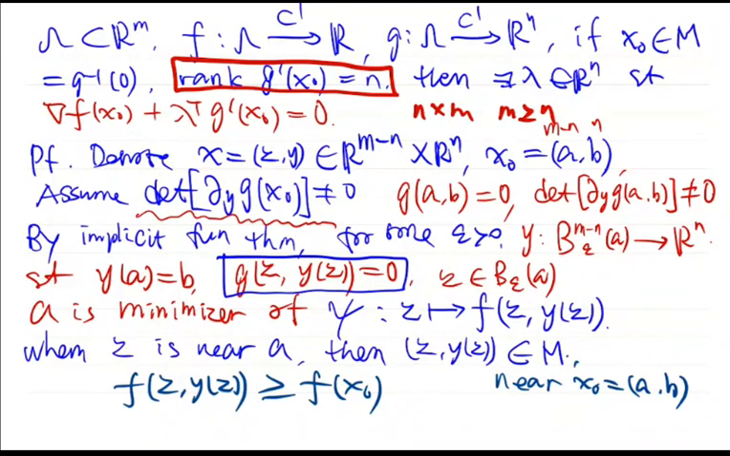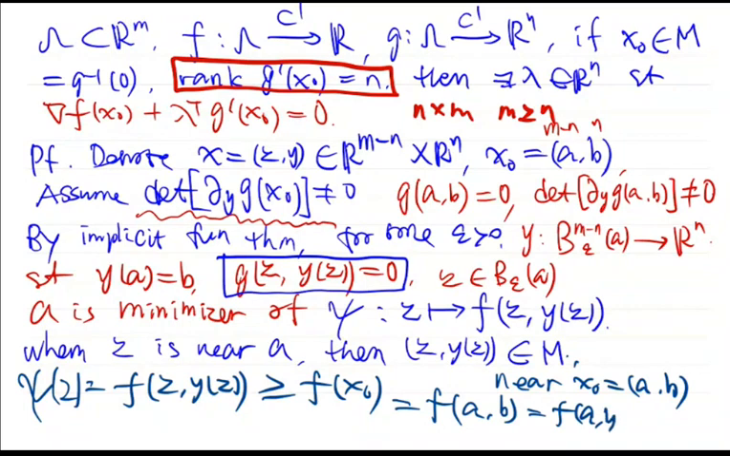So by the assumption that x0 is the constrained minimizer, we see that f(z, y(z)) is not less than f(x0). But f(z, y(z)) is psi(z), and f(x0) is f(a, b), where b is y(a), that is psi(a). So this proves that for z near a, psi(z) is not less than psi(a). So a is a minimizer of this function.